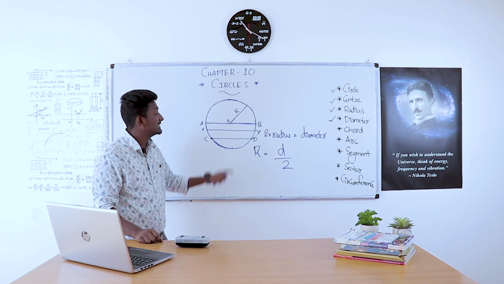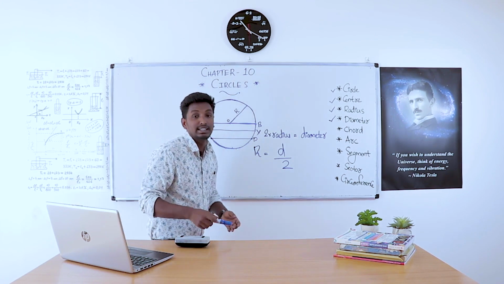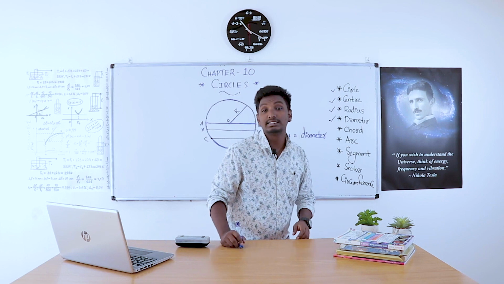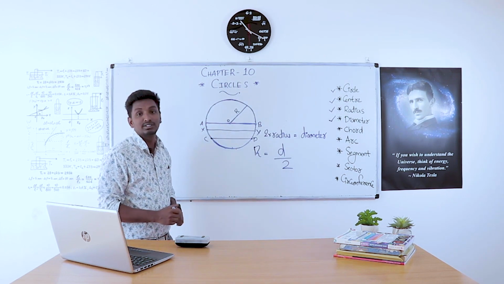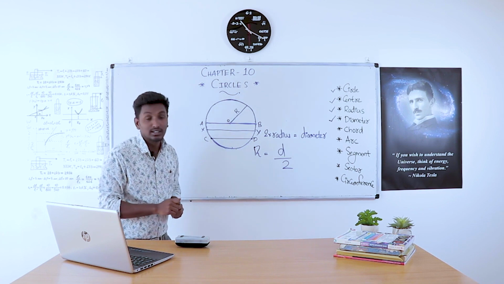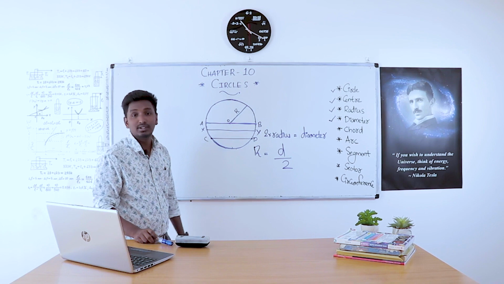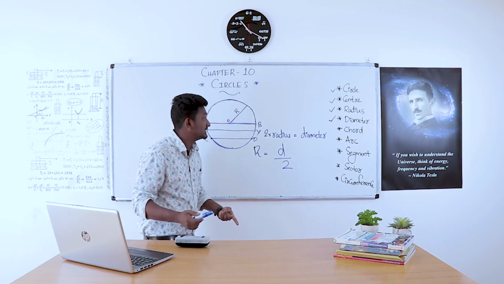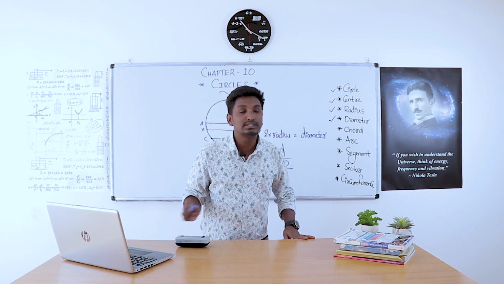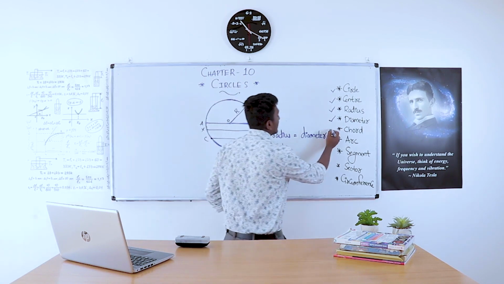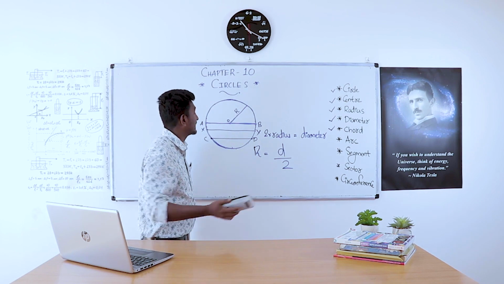And this is the largest chord in a circle. Now we can say that diameter is the largest chord which can be drawn on a circle. Remember this thing, all diameters are chords, but all chords are not diameters. Clear? Circle, center, radius, diameter and chord.